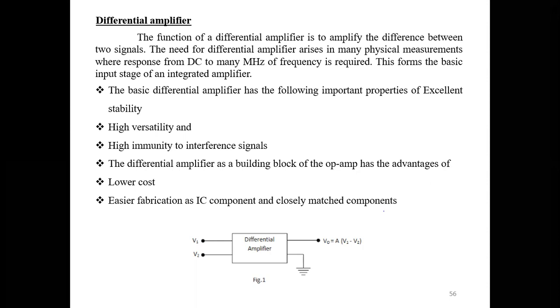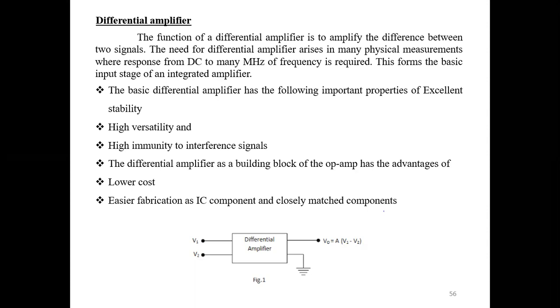So last class we discussed current mirrors, current sources, voltage sources and voltage reference. In this chapter 3, we are going to discuss the differential amplifier. This is the main base of operational amplifier circuits. The function of a differential amplifier is to amplify the difference between two signals.